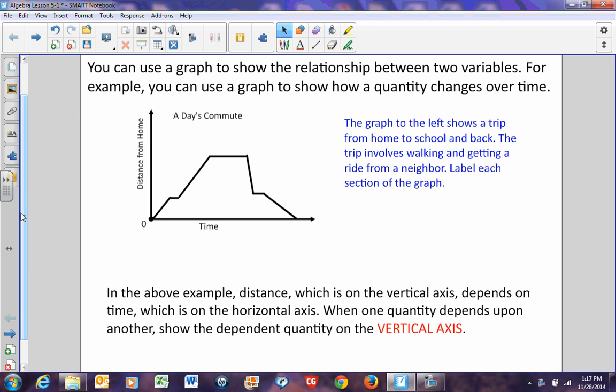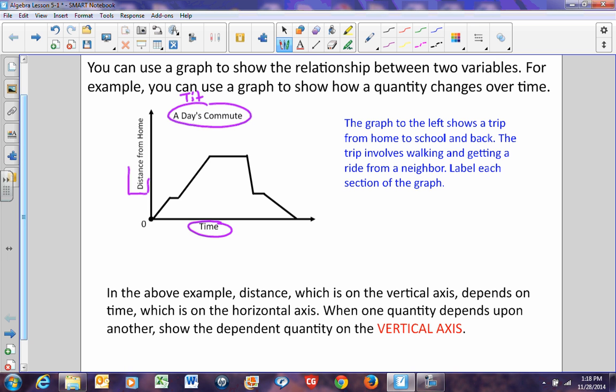The trip involves walking and getting a ride from a neighbor. We're going to label each section of the graph so that people can understand what we're doing. Please note a couple of things. First thing, time here is on the horizontal axis. Distance from home is on the vertical axis. We should always label our axes. There's also a title for the graph. You should always put a title on all graphs so that people can understand what they are.